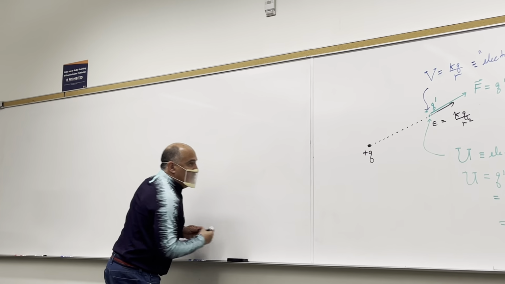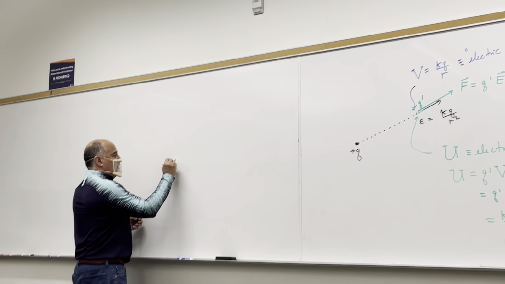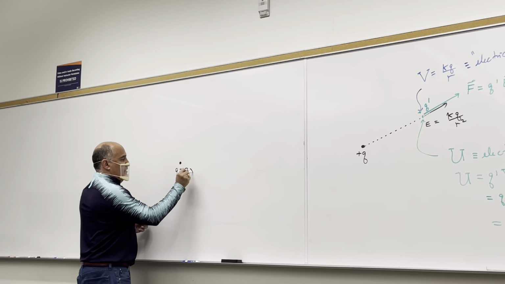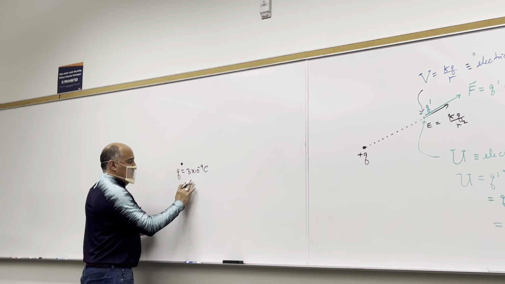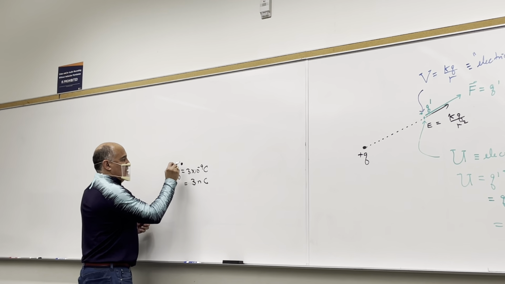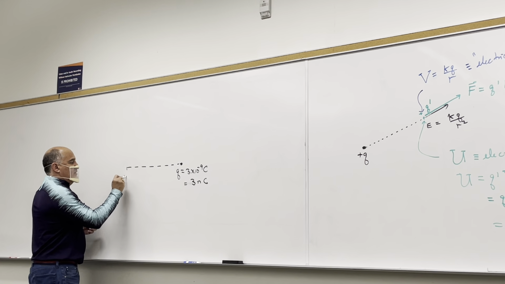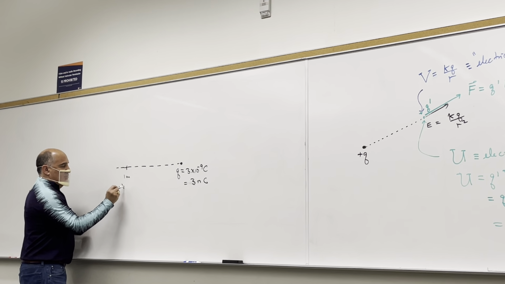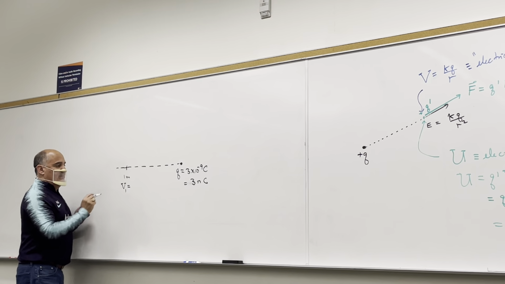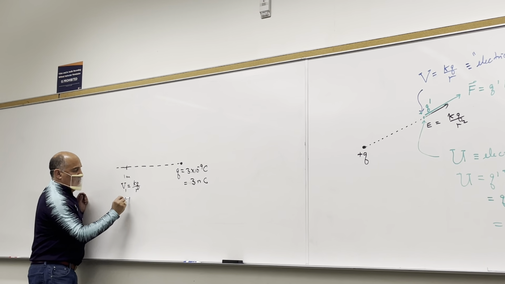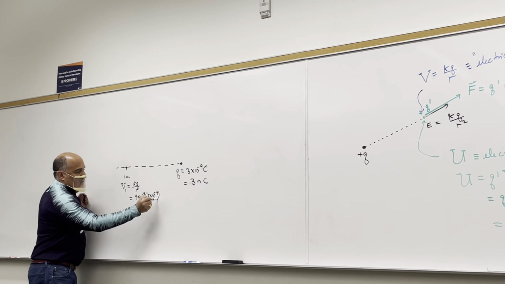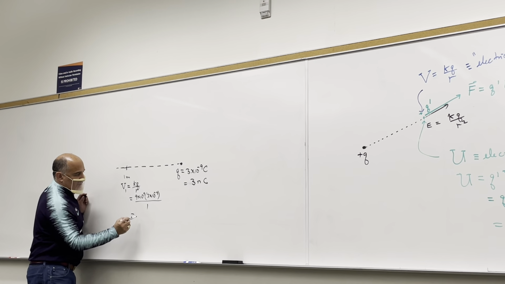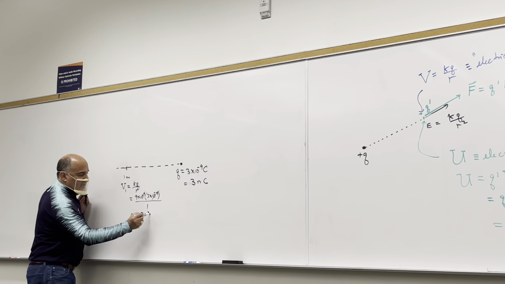Suppose I have a charge over here of 3 times 10 to the minus 9 coulombs, 3 nanocoulombs. And I ask you, what is the electric potential here 1 meter away? That would be KQ over R. So that would be 9 times 10 to the 9th times Q, which is 3 times 10 to the minus 9, and R is 1 meter, right? So it gives me what? This cancels this. This gives me 27 over 1. So this will be 27 volts.